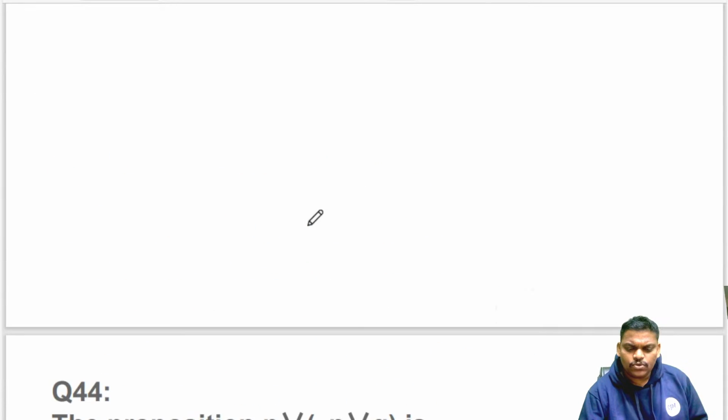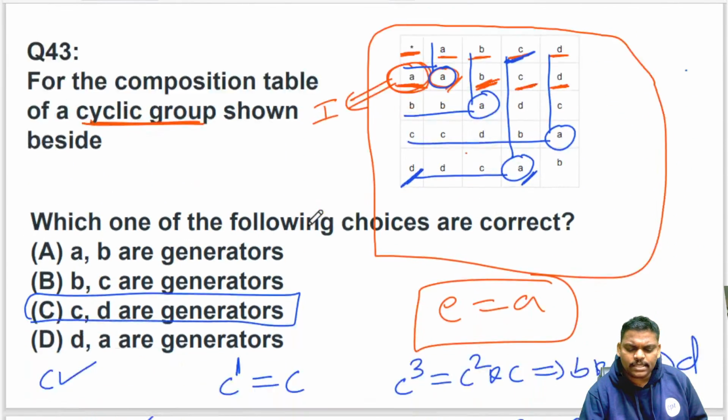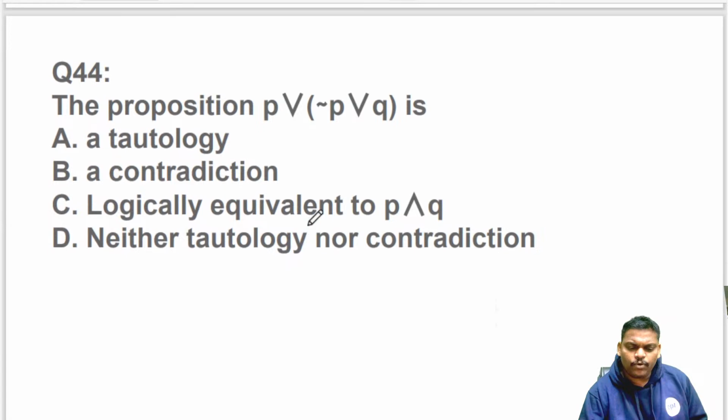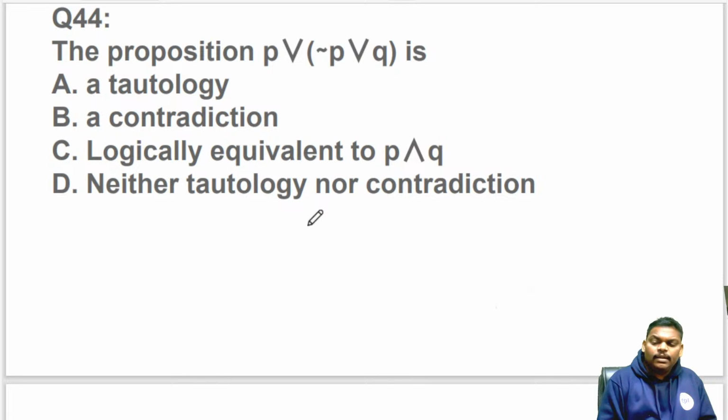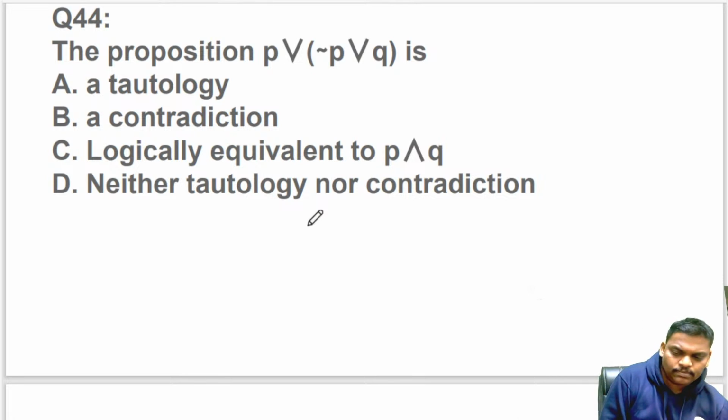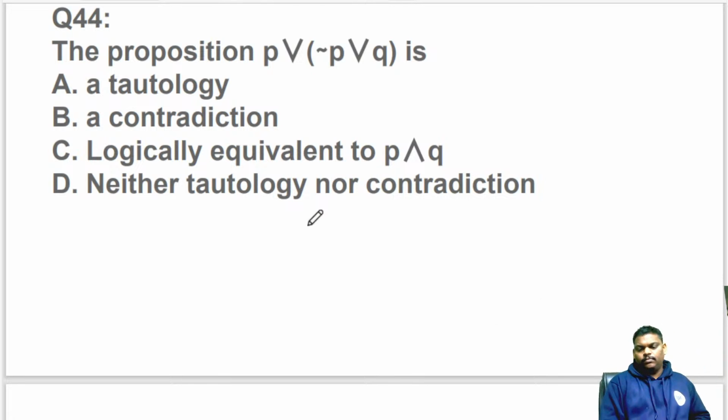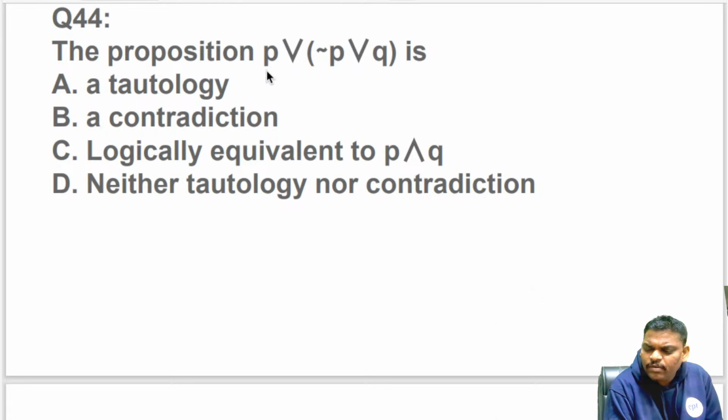So 43 is going to be answer C. Go to 44. The proposition P or negation P and Q is... I think everyone knows, if P is true, it doesn't matter what the rest is. If P is not true, anyhow it will be true. I think it is always true. Tautology.